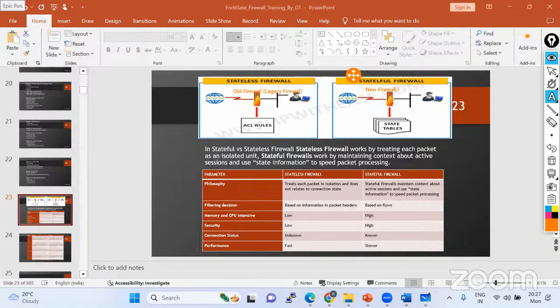And this new firewall is none of this. This is the next generation firewall. Okay. So this is the first difference that will come to mind. What next? So what is going to happen in the stateful firewall and the stateless firewall? We have to understand this.